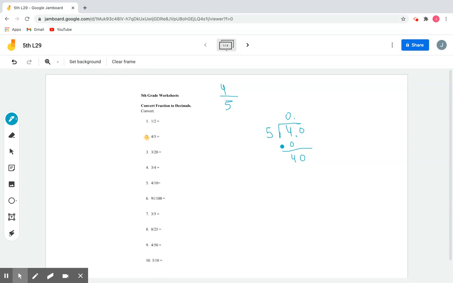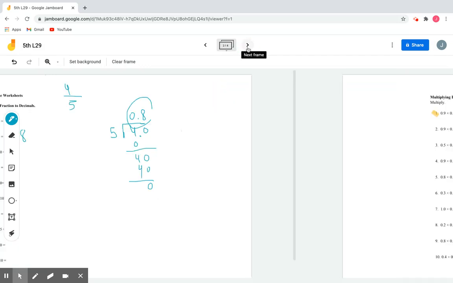So 5 goes into 40. And we have 8, right? Because 5 times 8 is 40. So I write 40 here. And then 40 minus 40 is 0. So we get 0.8 here. And this will be the final answer.